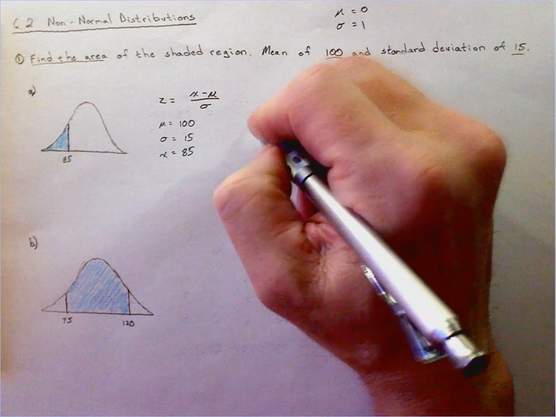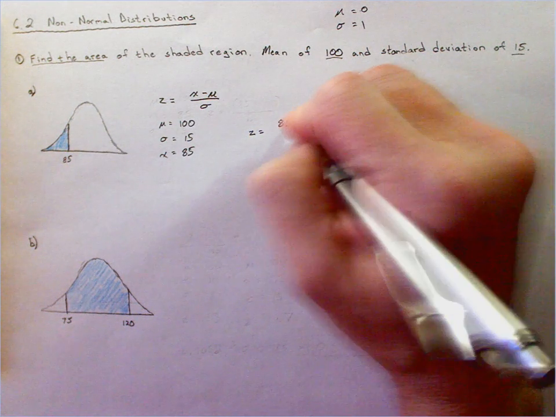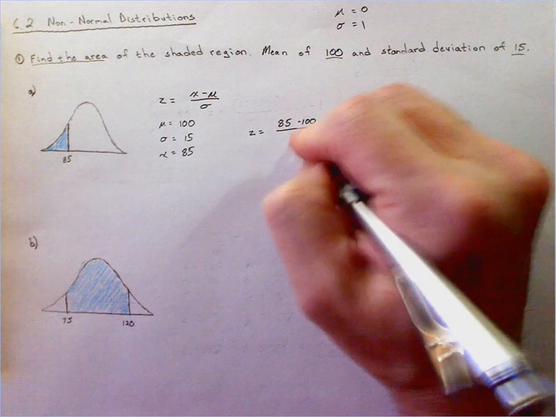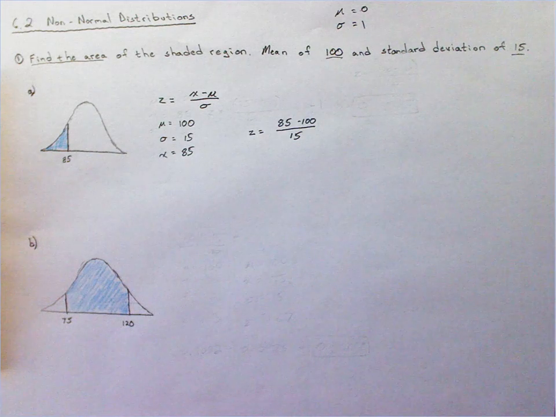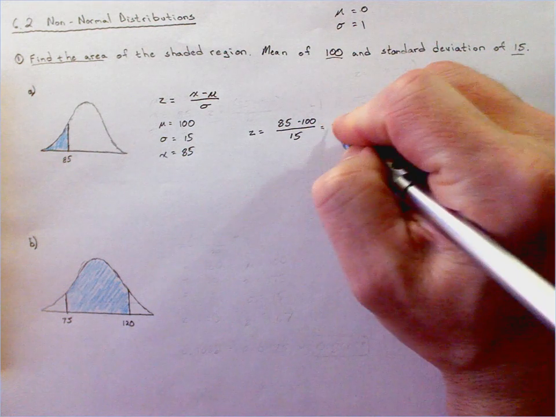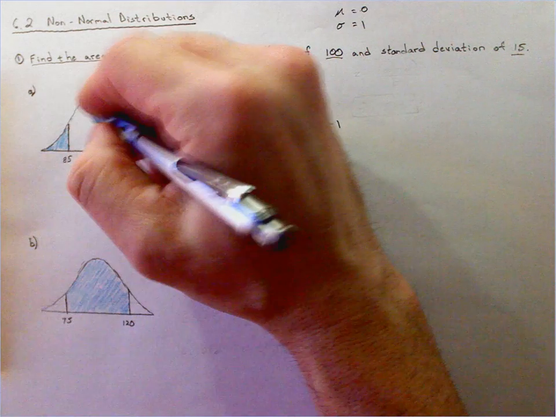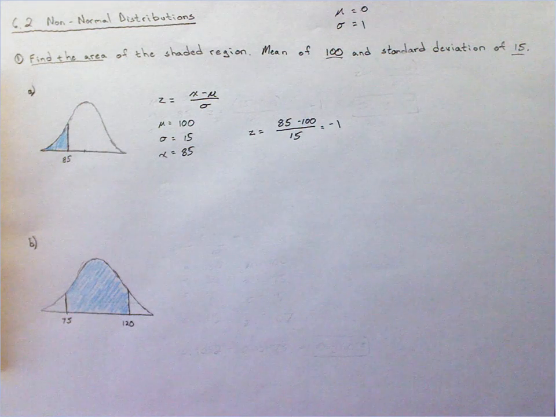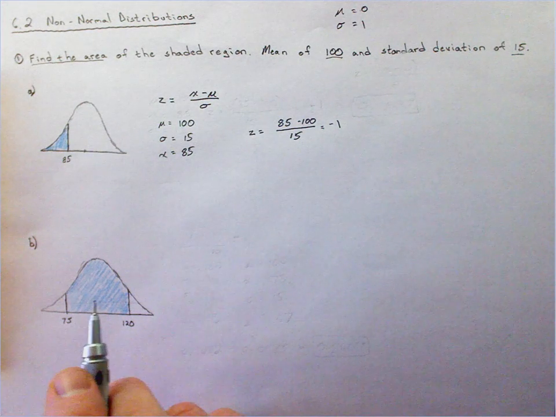So I end up with z equals 85 minus 100 over 15, and I end up with a z-score that is negative 1. Which makes sense, that's what it should be. It should be negative because it's to the left of center. Okay, I have a z-score of negative 1, and I'm going to use my table and look that up.